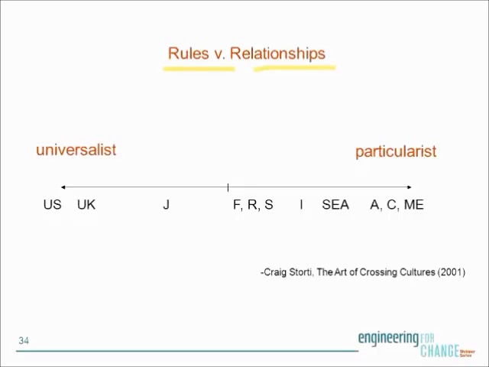The universalists that we have out there are folks in the US and the UK, those are the most extreme universalists, and in Japan. Then in the middle we have France, Russia, and Spain, and we have Israel, and then more on the extreme particularist side we have Southeast Asia. Greg Sorochi, who did this, lumped Africa into one category, which is very faulty because there's actually a lot of cultural diversity within Africa, which is another training in itself. Then China and the Middle East.